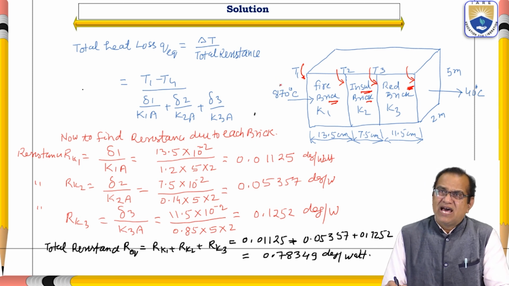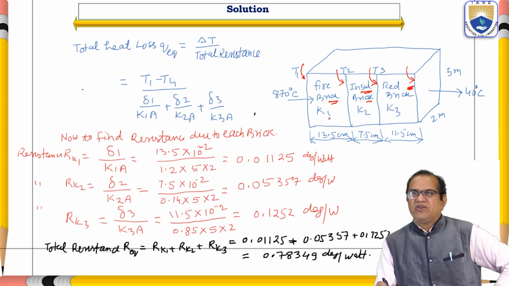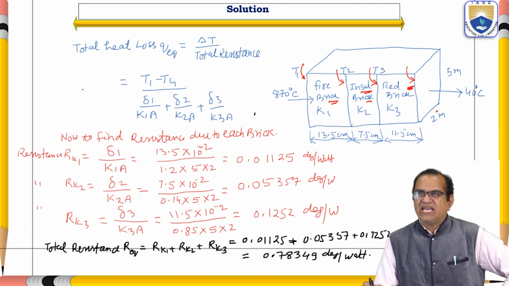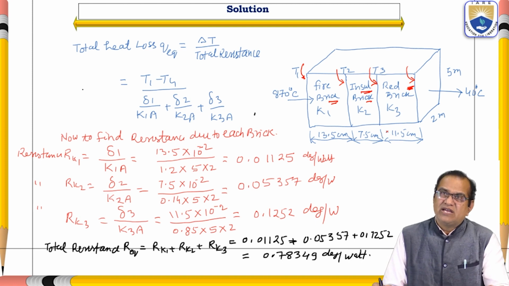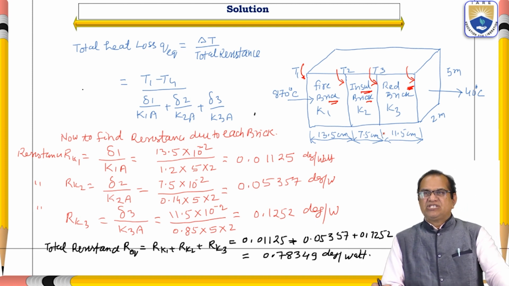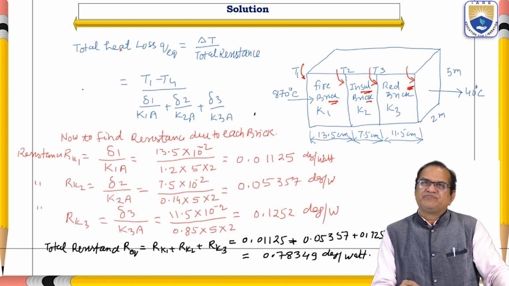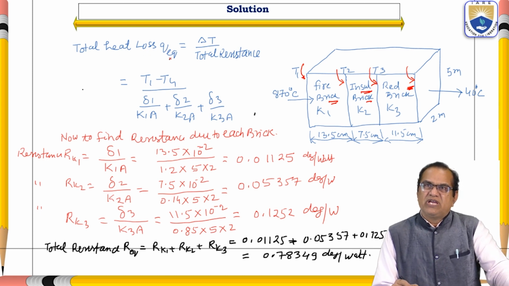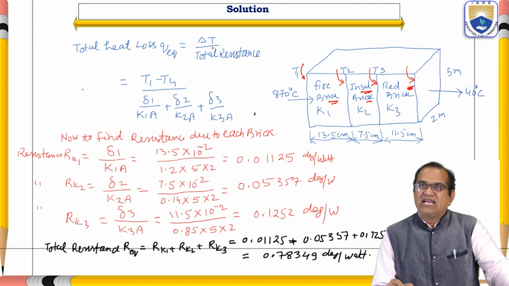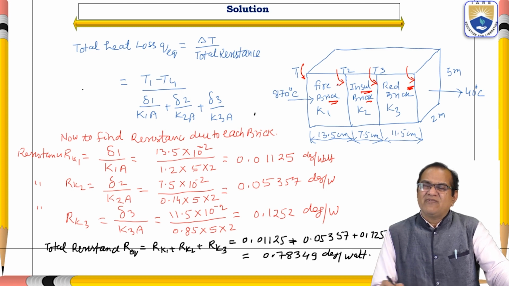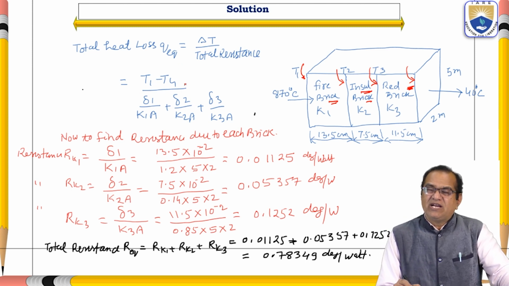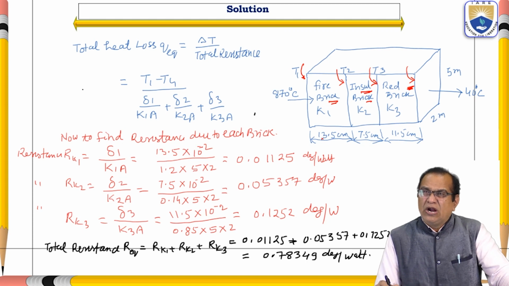So we know the initial and the last temperature, we know K1, K2, K3, we know the area, and we know these distances. So we have to calculate the heat transfer by this equation. Total heat loss Q is equal to delta T divided by total resistance. This delta T is T1 minus T4. T1 is given, T4 is given. So T1 minus T4 divided by total resistance. So how much is the total resistance?